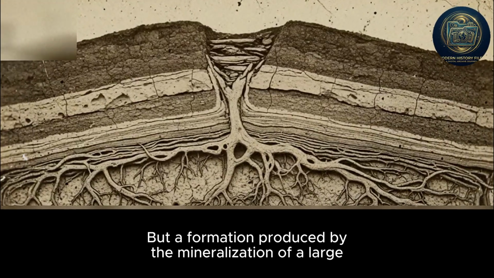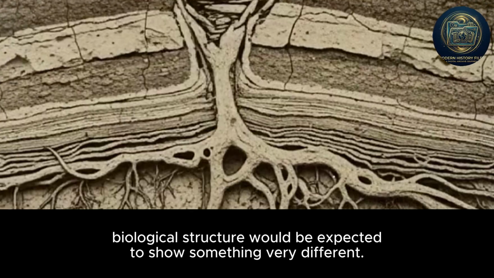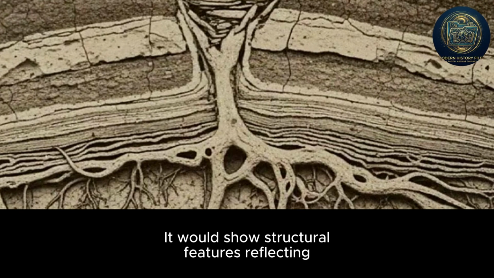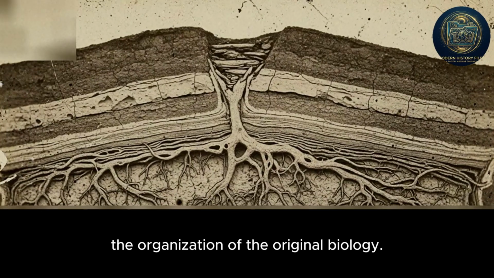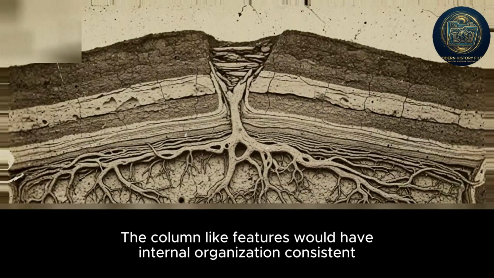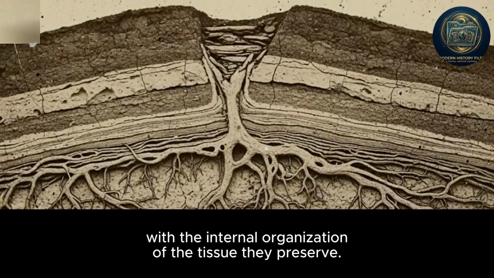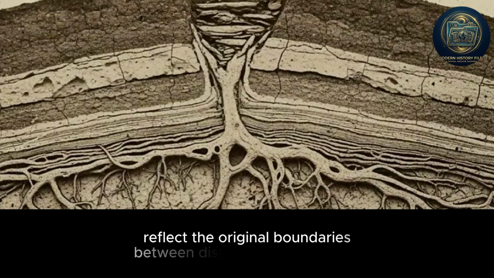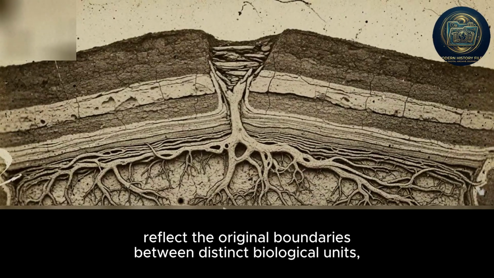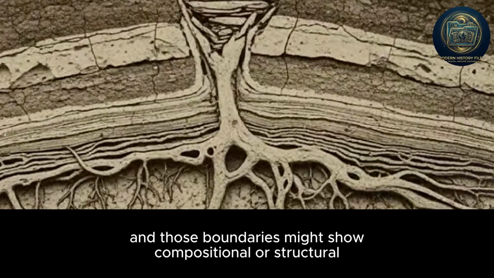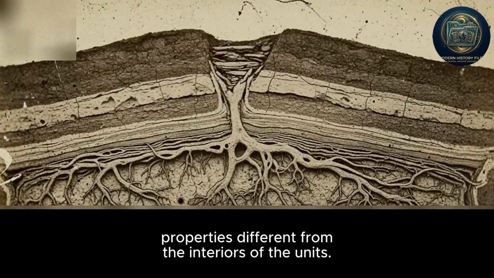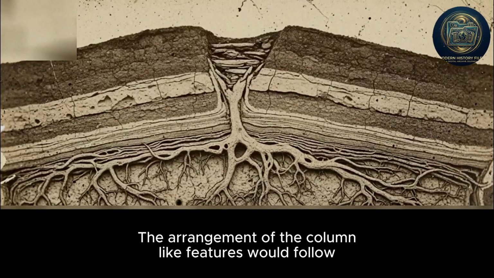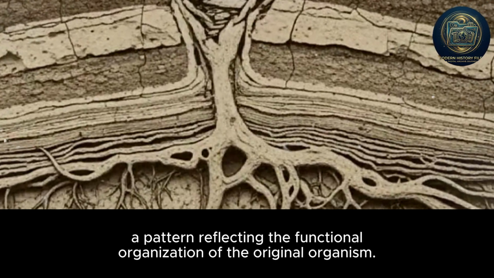But a formation produced by the mineralization of a large biological structure would be expected to show something very different. It would show structural features reflecting the organization of the original biology. The column-like features would have internal organization consistent with the internal organization of the tissue they preserve. The boundaries between those column-like features would reflect the original boundaries between distinct biological units, and those boundaries might show compositional or structural properties different from the interiors of the units. The arrangement of the column-like features would follow a pattern, reflecting the functional organization of the original organism.